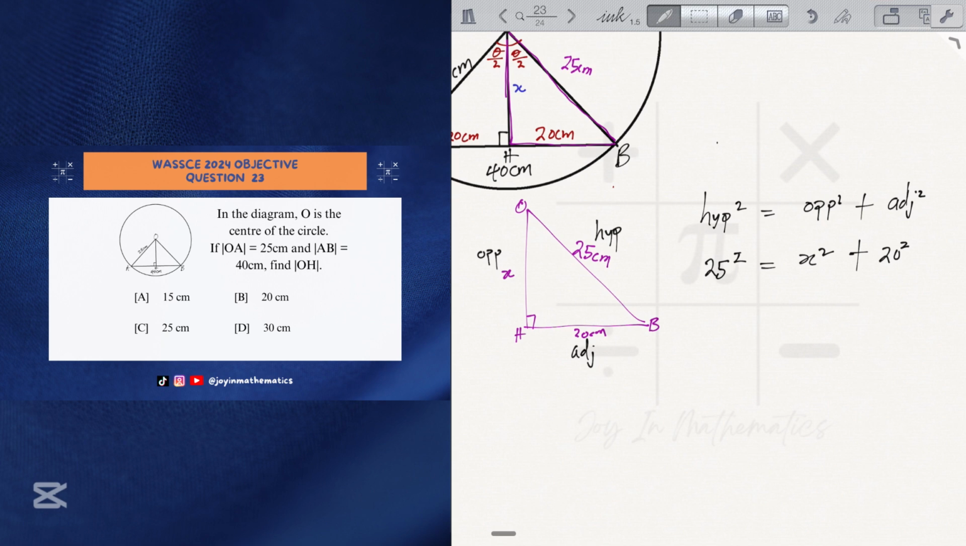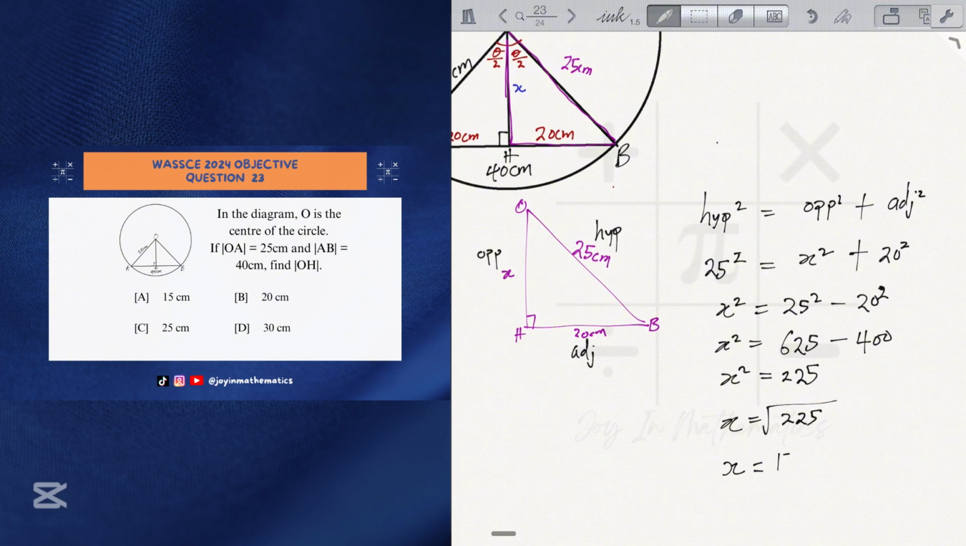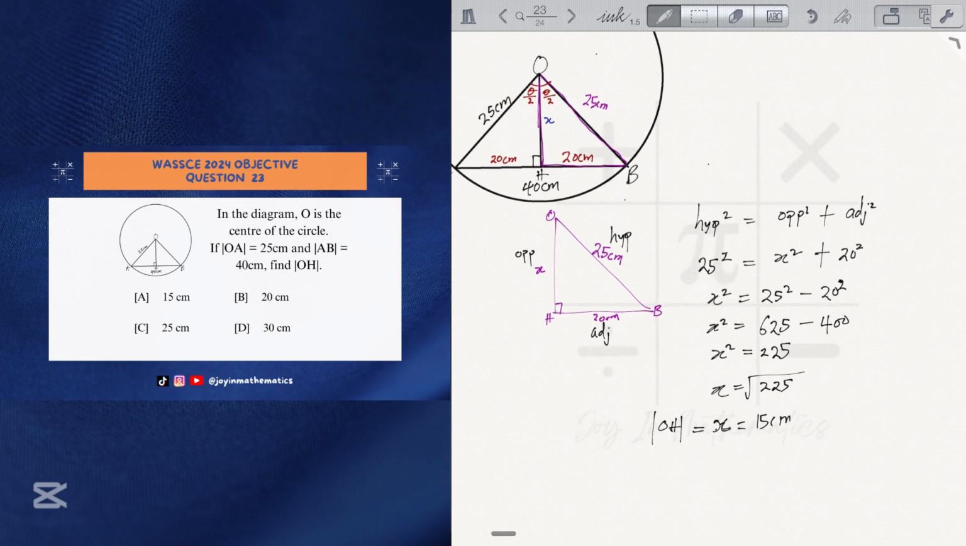So making x squared the subject of the formula, we have x squared is equal to 25 squared minus 20 squared. So with this, 25 squared is 625. 20 squared is simply 400. So we have x squared equal to 225. So taking the square root of 225, we will have the value of x, and we'll have that x is equal to 15 centimeters. So the length of x is simply OH, which is what we have in the question. That OH is equal to 15 centimeters, which is equivalent to option A.